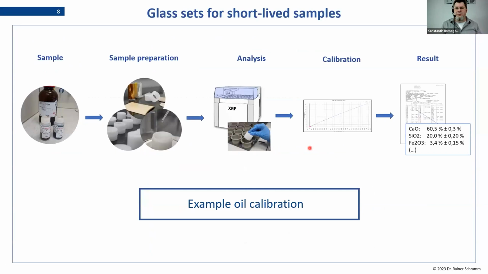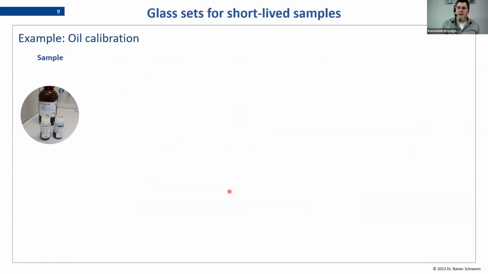As an example to guide you through the process, because it's a multiple step process, we took an example, and in this case, it's an oil calibration. So the samples we are analyzing are liquid oils, and we are looking for wear and tear metals, so to say. The classical approach would be, we have our oil samples, we have the preparation, analysis, calibration, and results. We'll talk about each point in a bit more detail.